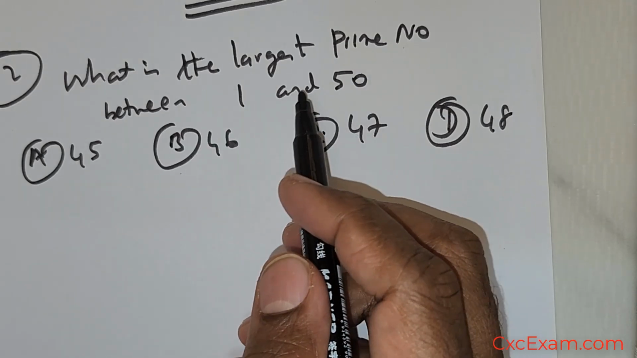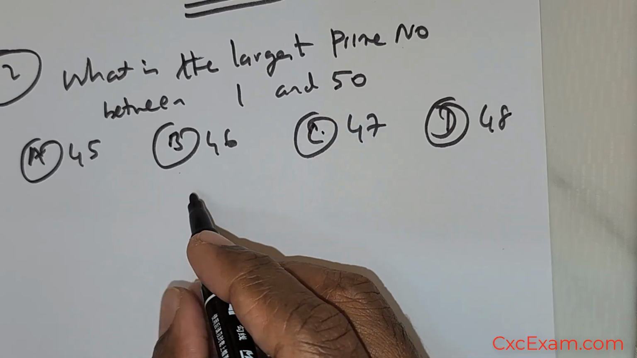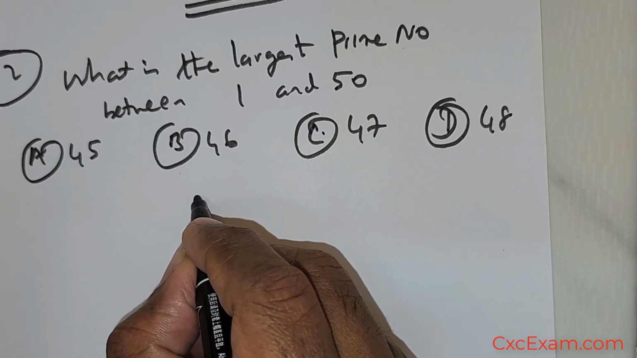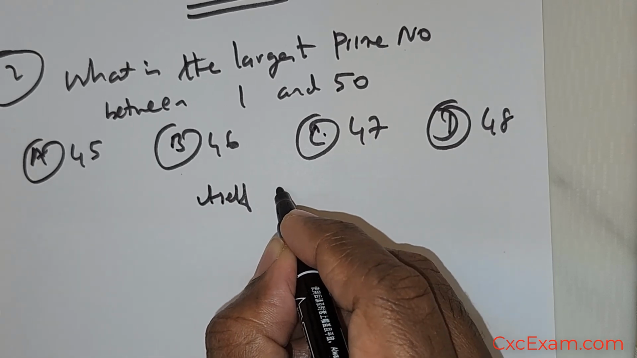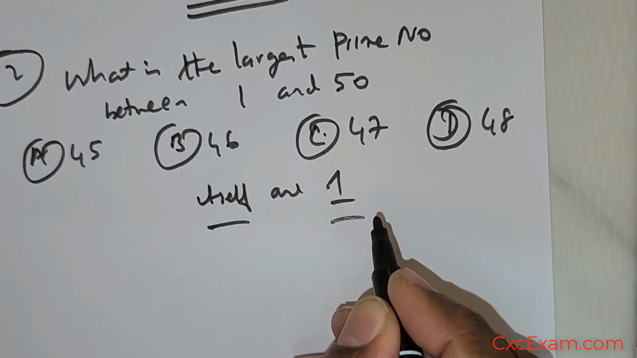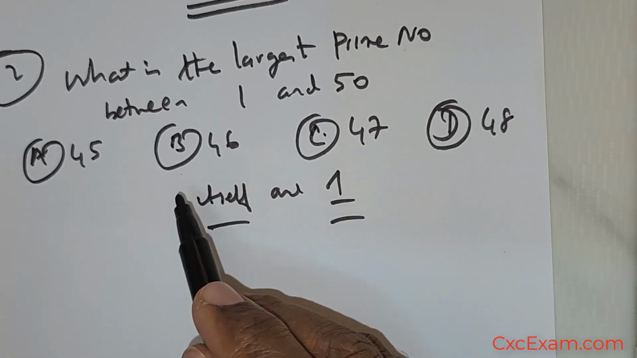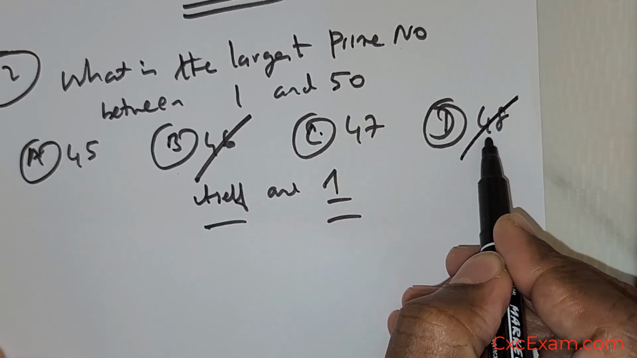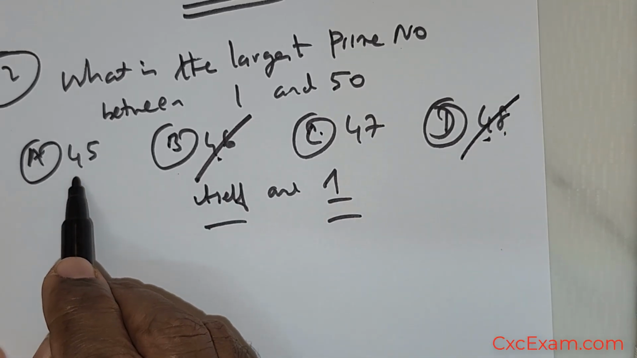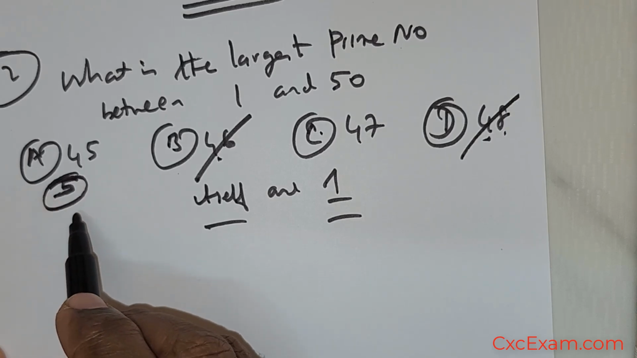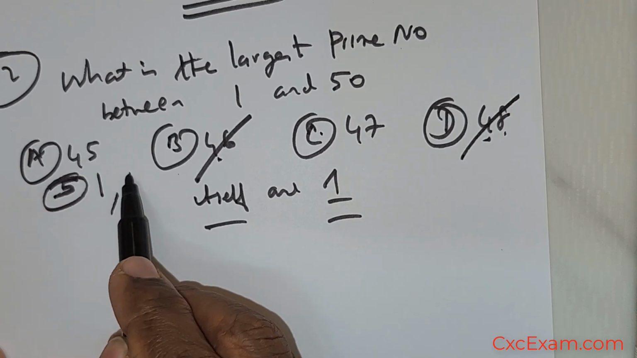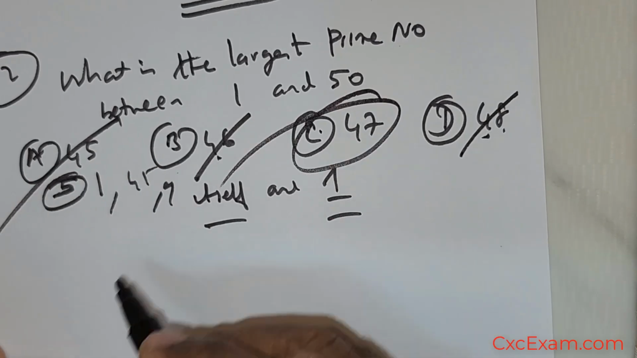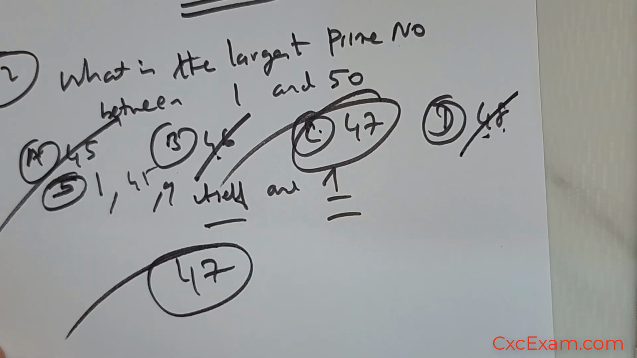Now what is the largest prime number between 1 and 50? Now a prime number has got just two factors, and that would be itself and the number 1. If there is a number which has got other factors, then it is not a prime number. Clearly this is not prime, this is not prime, because these two are even. Now you go to 45. 45 can be divided by 5. It can also be divided by 1, and 45 also divides 45, and 9 also divides 45. So this is also not a prime number. So the only solution for this is 47.